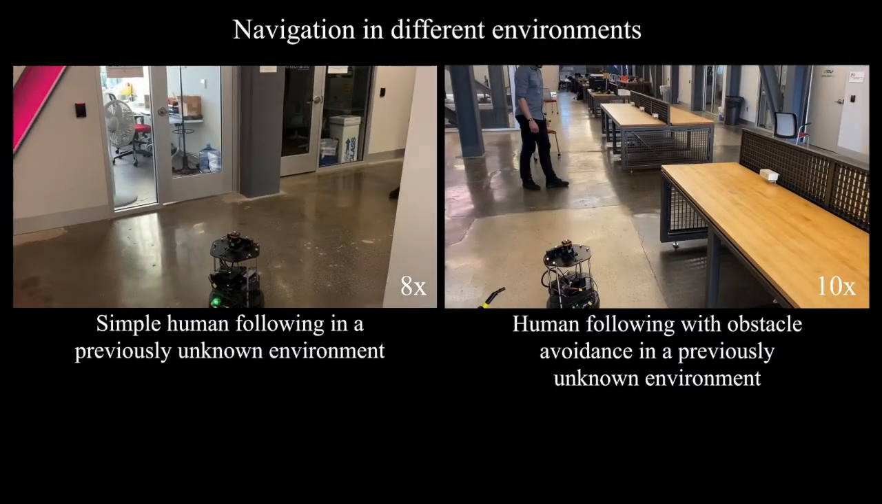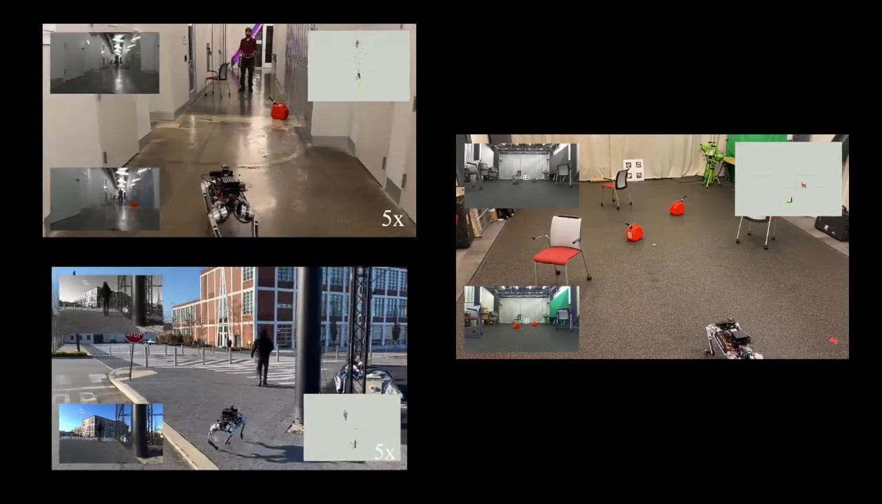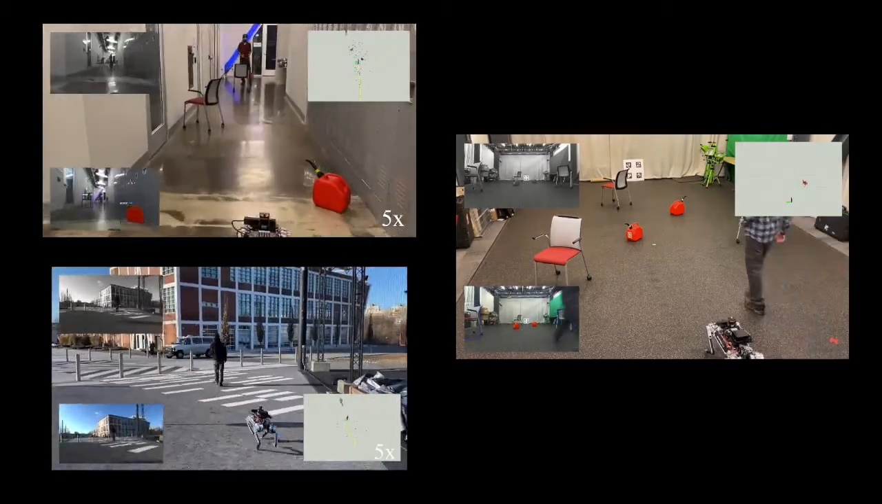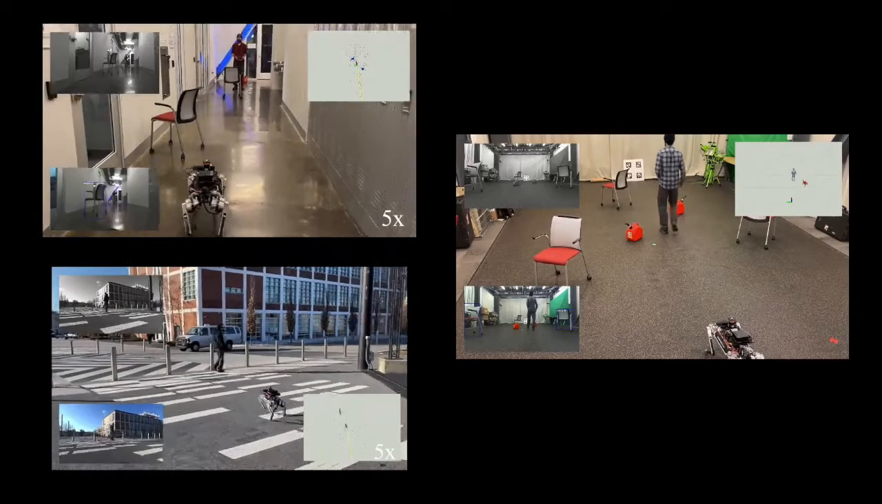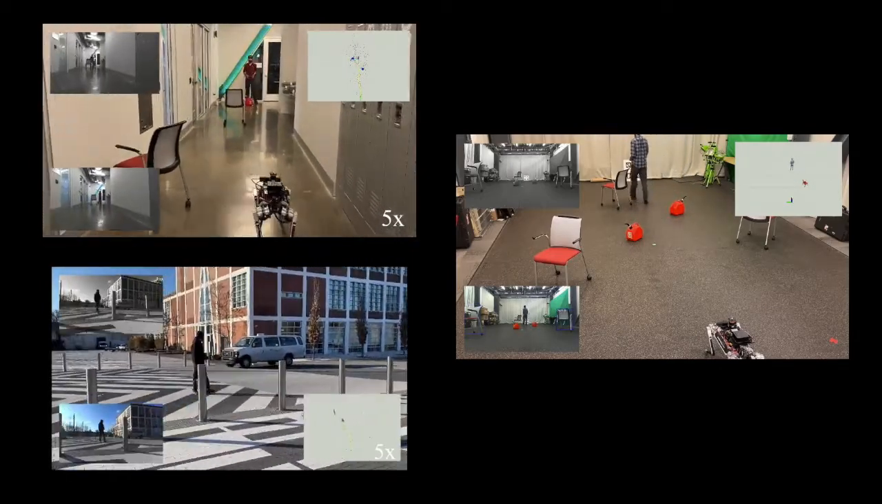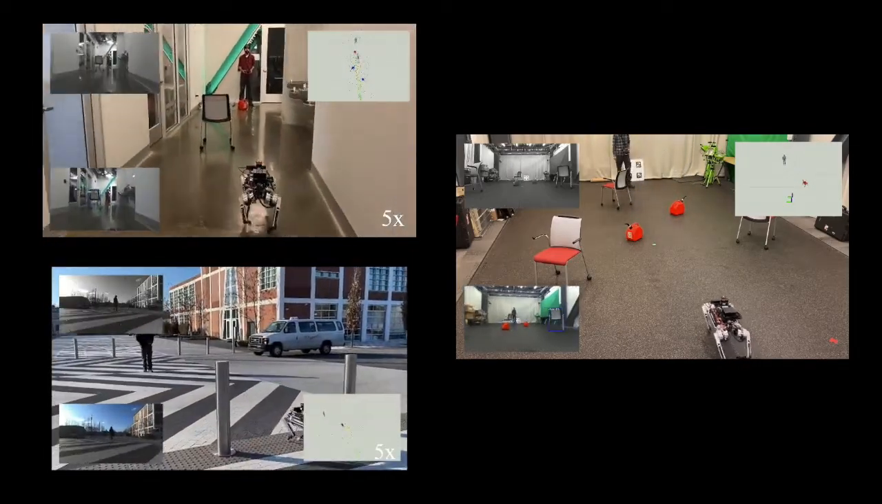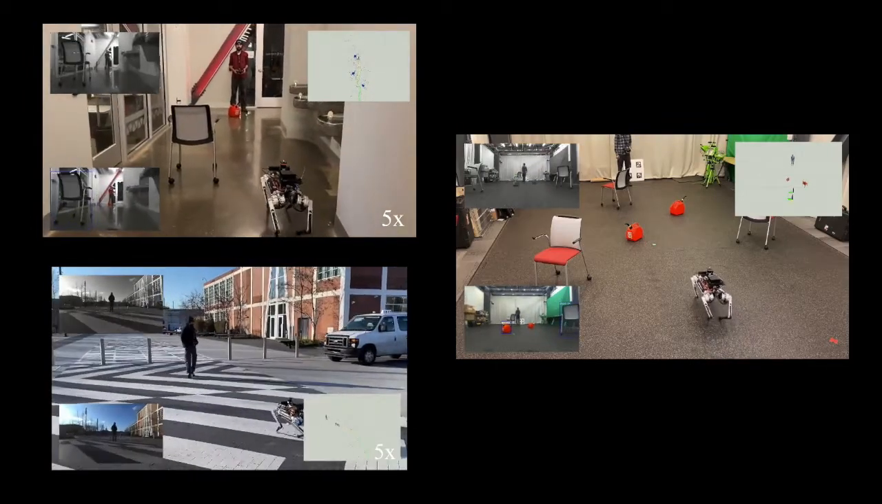We can also use the same strategy on a different robotic platform. Here, the Ghost Spirit is capable of following a human while avoiding familiar and unknown obstacles in different configurations, environments, and lighting conditions, indoors and outdoors.